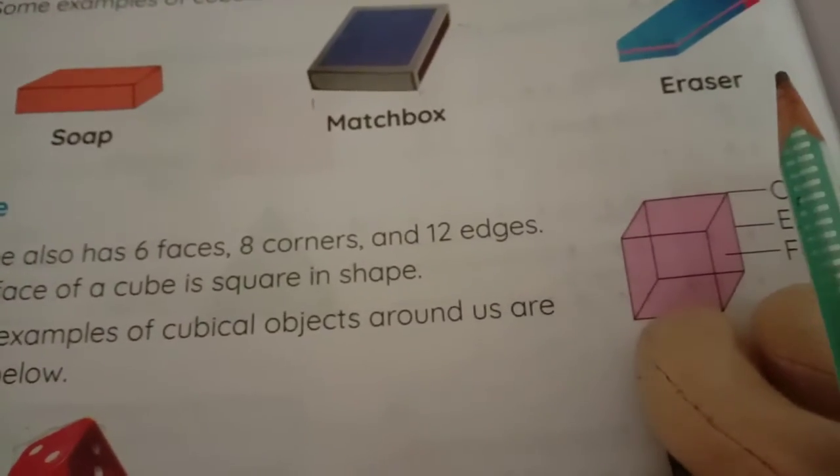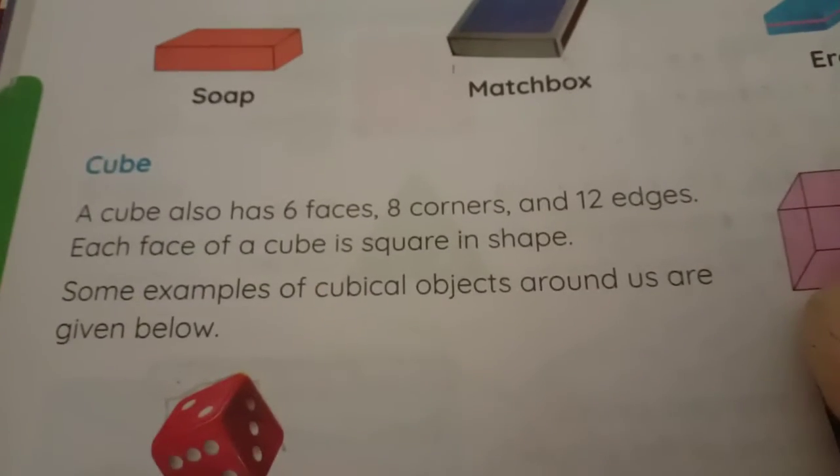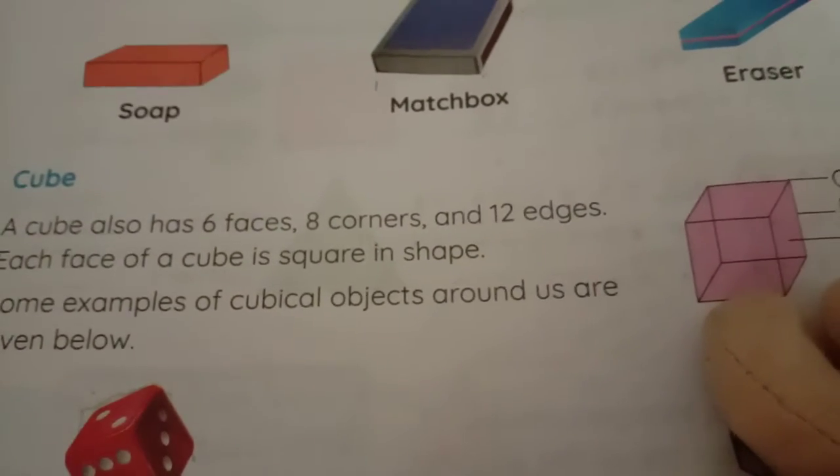Now the cube. A cube also has 6 faces, 8 corners and 12 edges. Each face of a cube is square in shape. So the cube has what type of shape? Square shape. But since it has thickness, it is a solid shape.